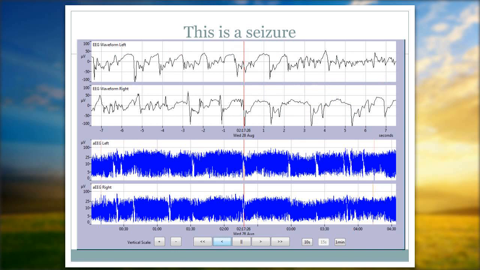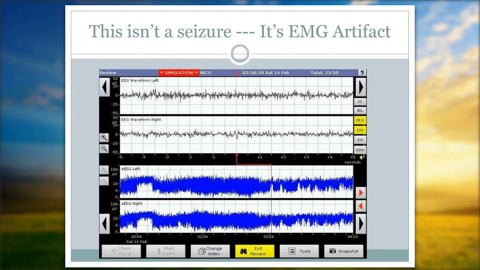In this case here, we have this discontinuous pattern and we have these interruptions, and when you go inside and you go to review, you can see that there is this repetitive pattern that's happening here inside the seizure. This is a seizure.